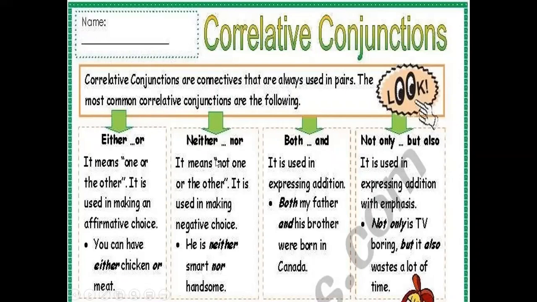Neither nor means not any, not a single one, not one or the other. It is used in making a negative choice. He is neither smart nor handsome. Both and is used in expressing addition, like both my father and his brother were born in Canada. Not only but also is used in expressing addition with emphasis. Emphasis means importance. Not only is TV boring, but it also wastes a lot of time.